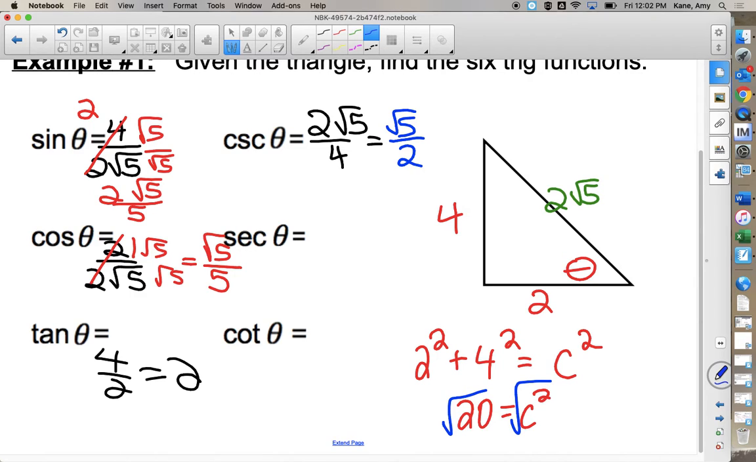So secant is hypotenuse over adjacent. So the hypotenuse again, 2 square roots of 5, adjacent 2. So that should just be the square root of 5 since the 2s cancel. And then Brandon, the cotangent is 1/2. Yeah, 1/2. 2/4, 1/2. Questions?